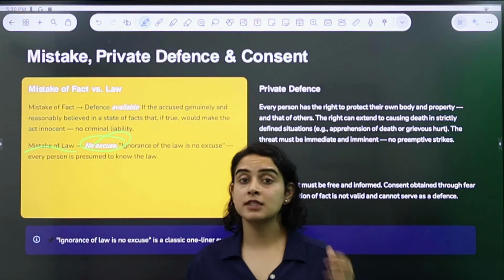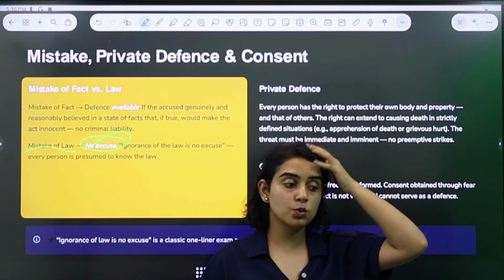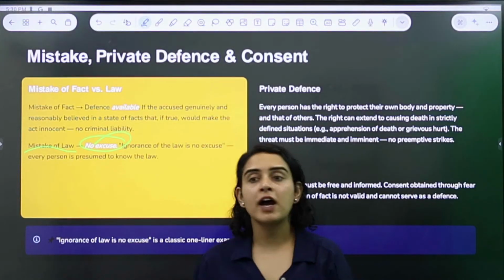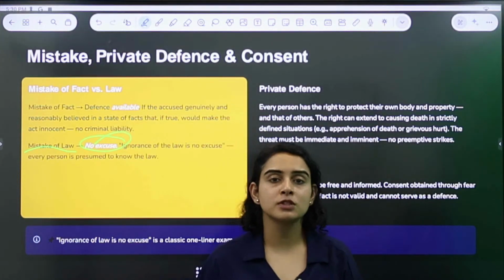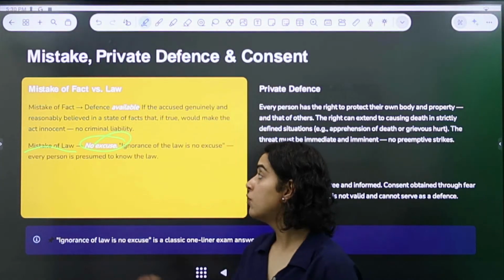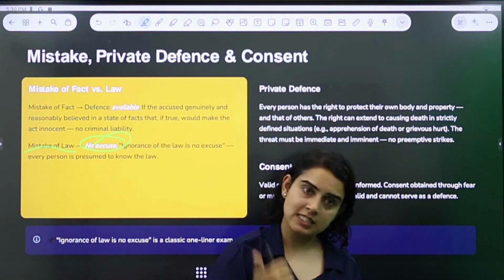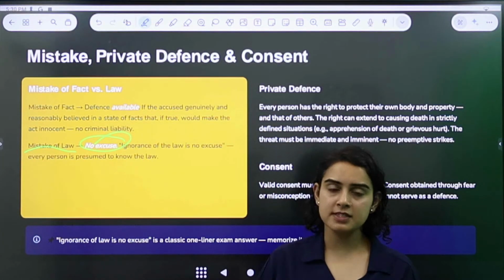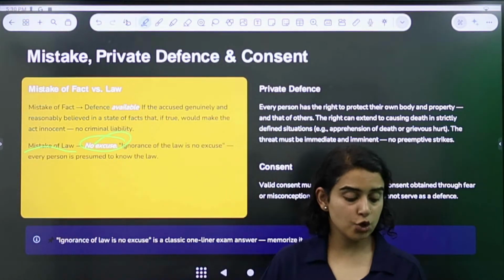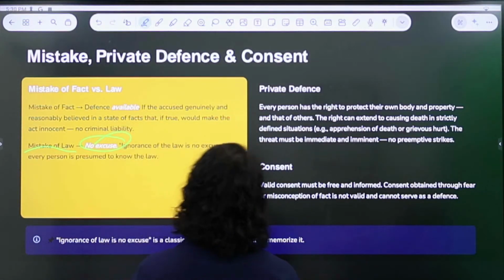Okay, that's why, let's say you're not aware of any traffic rules and you park in a place where parking is not allowed. And if you're fined for the same, you cannot say, oh, sir, I was not even aware that this is a no parking zone. Ignorance of law is no excuse. So, mistake of fact, yes, that's a defense, but mistake or ignorance of law is no defense at all. So, you will be criminally liable in that case.